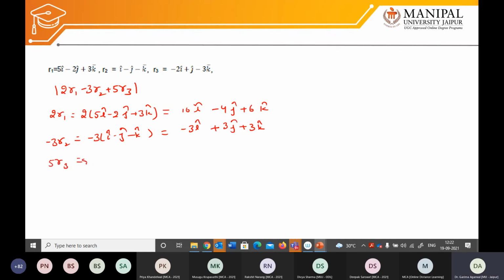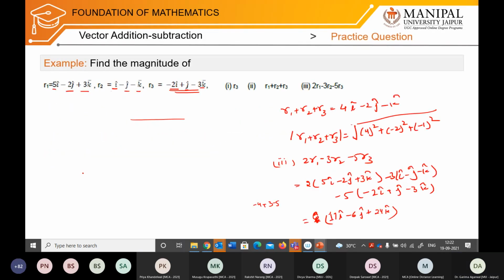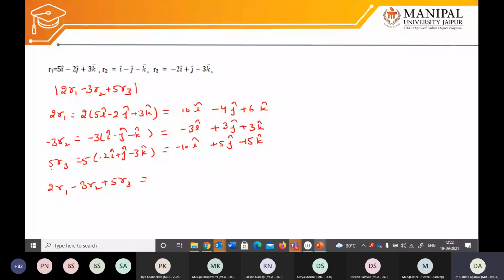And 5R3 is 5 times (minus 2 i cap plus j cap minus 3 k cap). That is minus 10 i cap plus 5 j cap minus 15 k cap, right? Then 2R1 minus 3R2 plus 5R3 is the addition of all these terms. I'm sorry, that is minus 5R3. So that should be minus and plus, right?